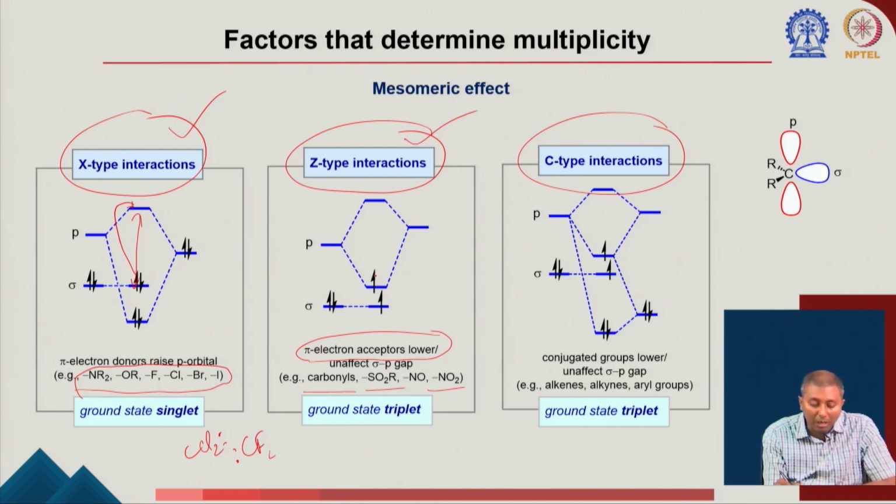So now what is going to happen? Now the sigma-p gap will be less. So now it can easily go to the corresponding triplet. So that means in this scenario we will mostly see a formation of triplet carbene.